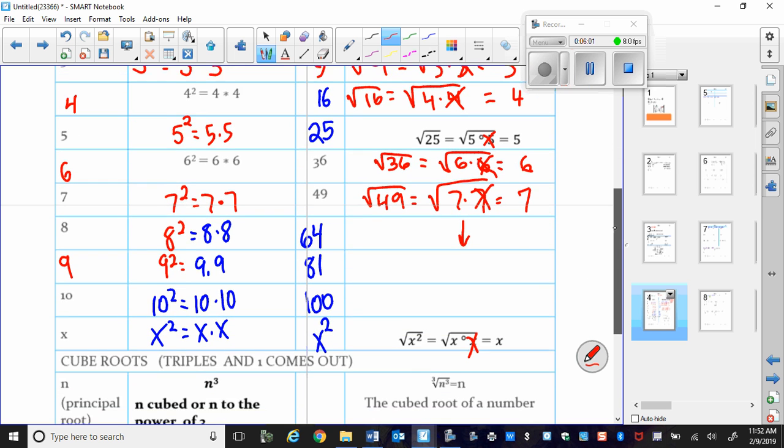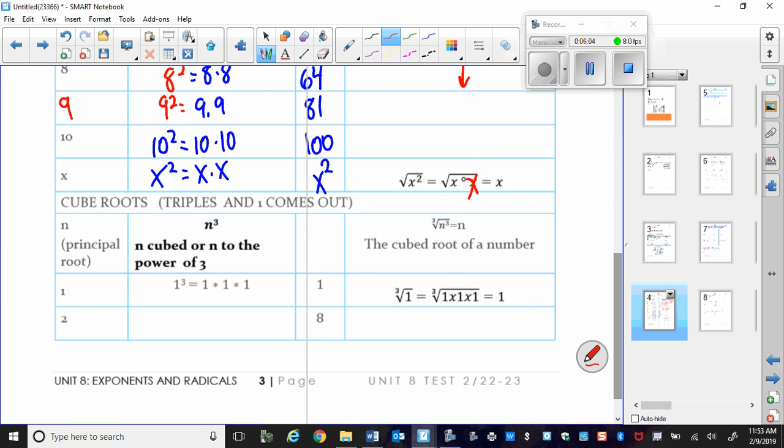Remember, you're always looking for pairs when you're dealing with squares. But when it comes to cubes, two go away. They are in triples. Factors are going to be in triples for cube roots. So two go away, and one comes out of the radical.